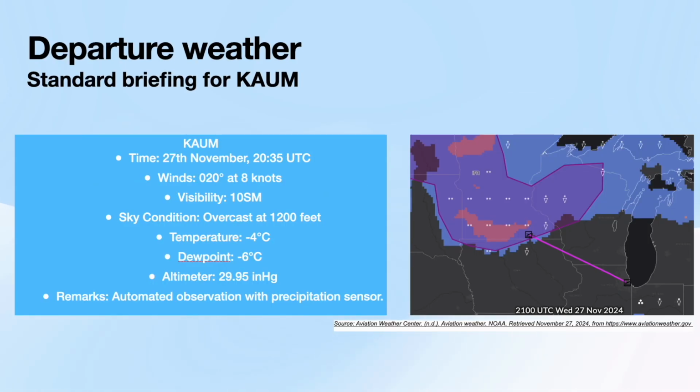The standard briefing for Kilo Alpha Uniform Mike Airport at 2035 Zulu provided similar conditions as briefed on the outlook briefing. Overcast skies at 1200 feet, visibility of 10 statute miles, a temperature of -4 degrees Celsius, and the dew point at -6 degrees Celsius. This reinforced the IFR and icing forecast, particularly given the lack of de-icing equipment on the Cessna 172S.